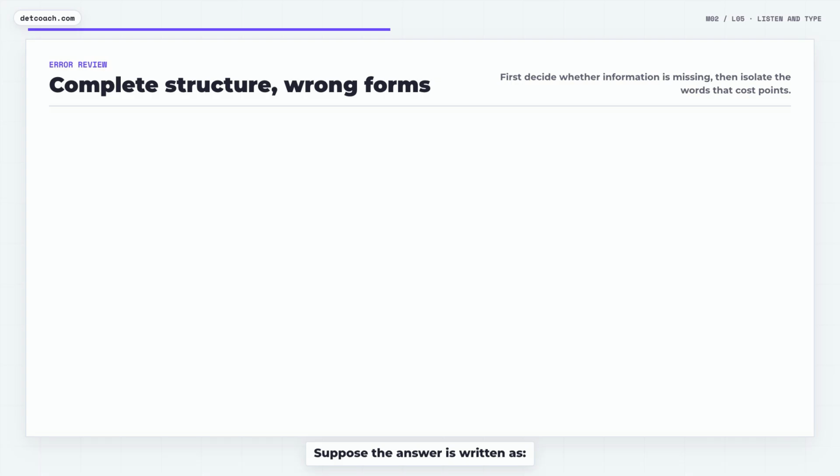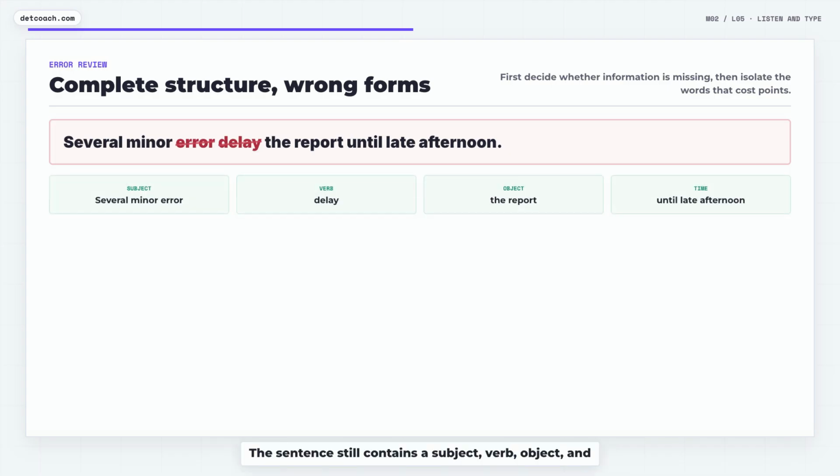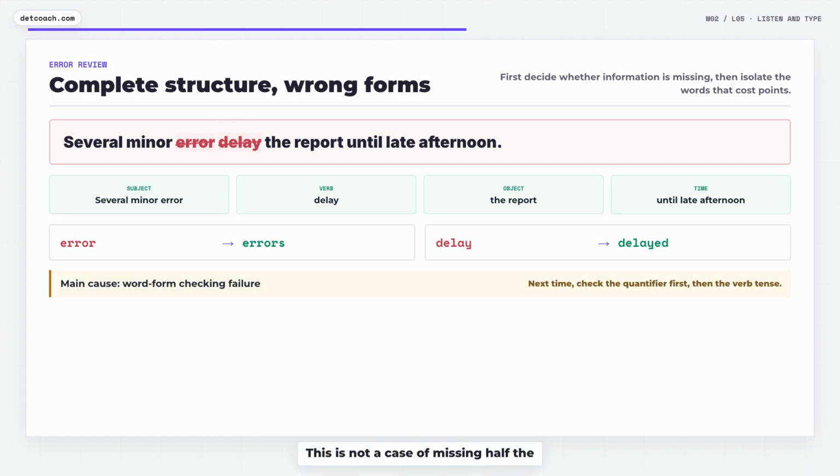Suppose the answer is written as, several minor errors delay the report until late afternoon. The sentence still contains a subject, verb, object, and time phrase, so its core structure is complete. The problem lies in two word forms. Error is missing the plural ending required after several. Delay also does not match the original past tense form, delayed. This is not a case of missing half the sentence. It is a word form checking error. Before submitting next time, check the quantifier first and then the verb tense.